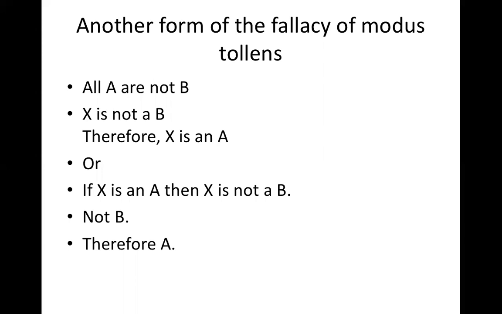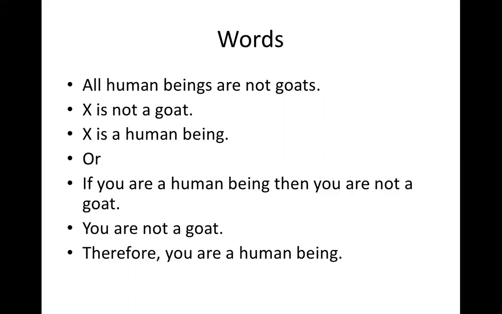Okay, so in words: all human beings are not goats. X is not a goat. X is a human being. The first and the second statement are negatives. Therefore, the second statement affirms the first one. So it is an argument that affirms the consequent. If you are a human being, then you are not a goat. You are not a goat, therefore you are a human being.